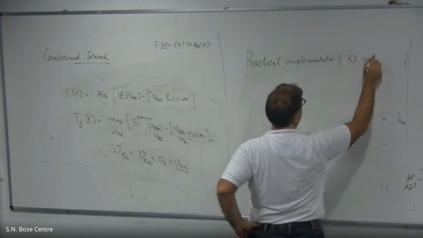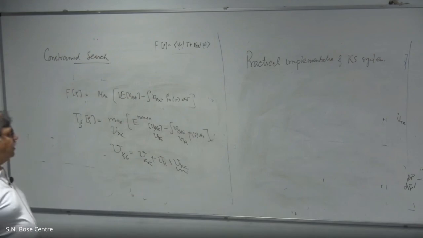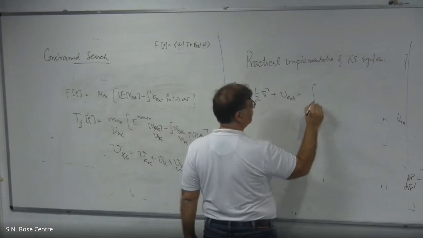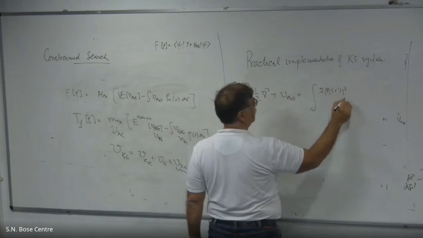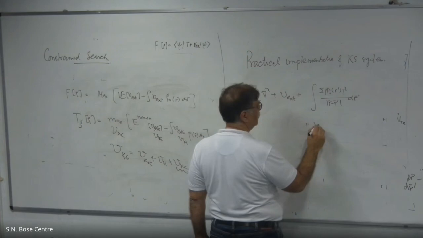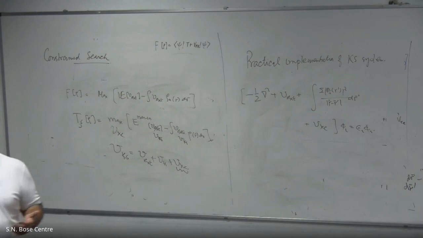Of PS system. Alright? I want to do the practical implementation. So, as I said, this is my equation: minus 1/2 del square plus V external plus V Hartree. Let me write this V Hartree as summation over i of integral |phi_i(r')|^2 over |r minus r'|, plus V_xc. This has to be solved self-consistently because the potential itself depends on phi_i, right? Except that I don't know this.